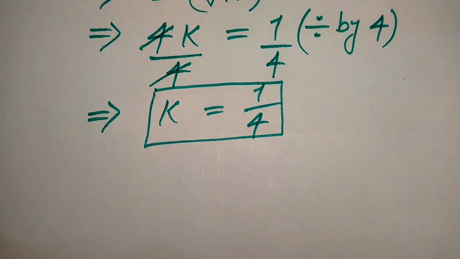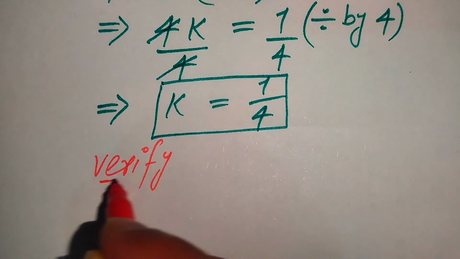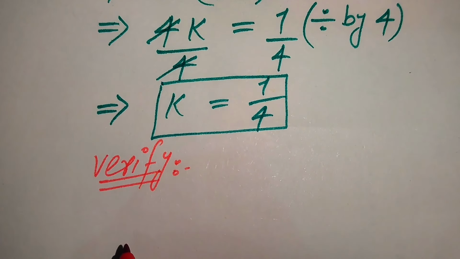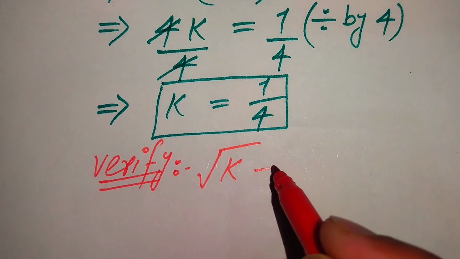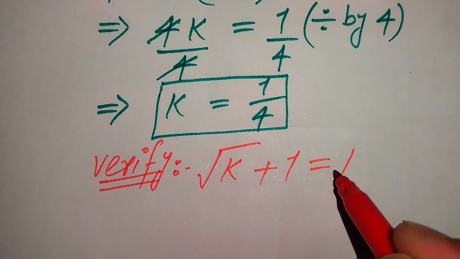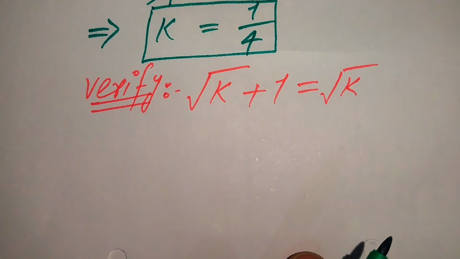And now in the next step we need to verify whether this value of k is a solution of the given equation, or whether this value of k is an extraneous root. So for verification of this root we need to copy down the given question statement. Here it is square root of k plus 1 is equal to square root of k. So here we substitute this value of k on both of the sides and we check its behavior.